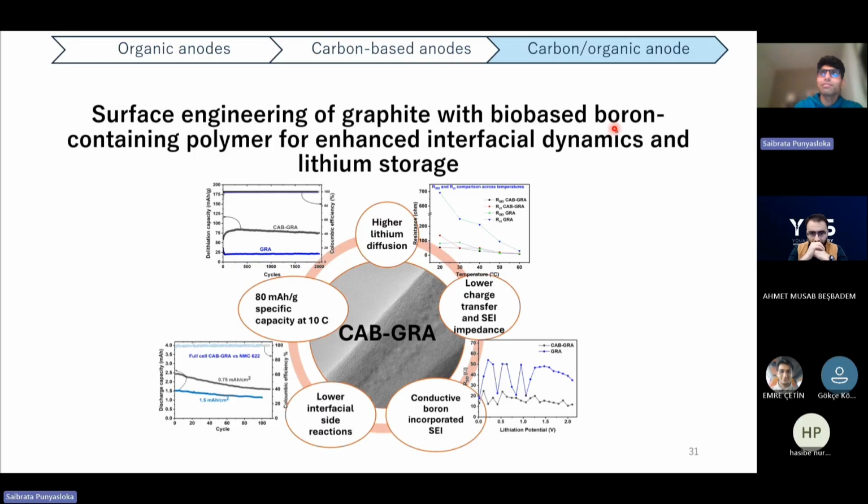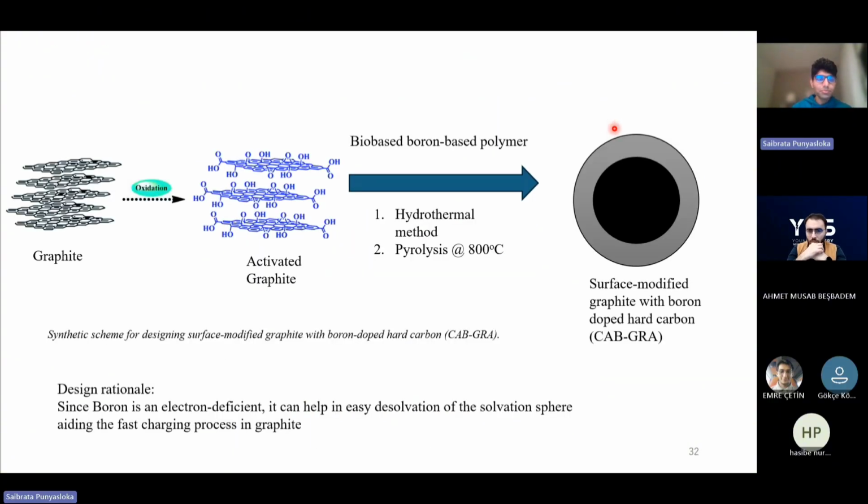So can we actually improve graphite? Can we make the existing material graphite better? Because graphite, as I told, is a very slow process at the interface because of the mechanism. So if we have something like boron, which is electron deficient by nature, it can help in easier desolvation is what I hypothesized. And we can coat it using different polymers, but I wanted the whole polymer to be bio-based because it's more sustainable, so you can produce more of it.